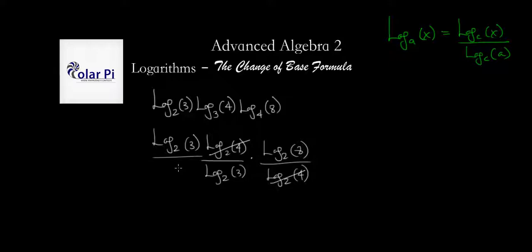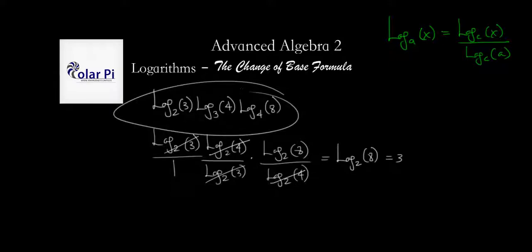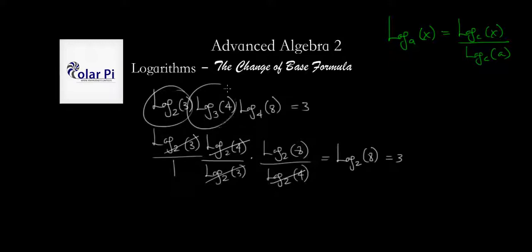And then if it's easier for you to see, I can write a denominator of 1, but we can cancel here and here as well. So this is equal to log base 2 of 8. But wait, that's equal to 3, right? So all we had to do is use the change of base formula, and now we know that this is equal to 3, even though, like I said, we didn't know what this is and what that is.